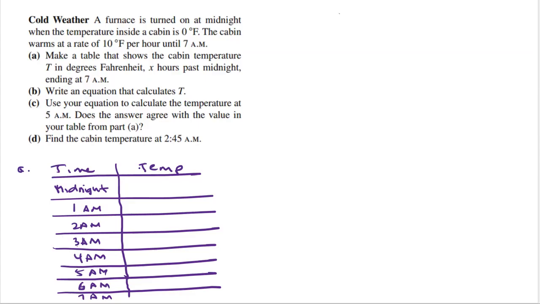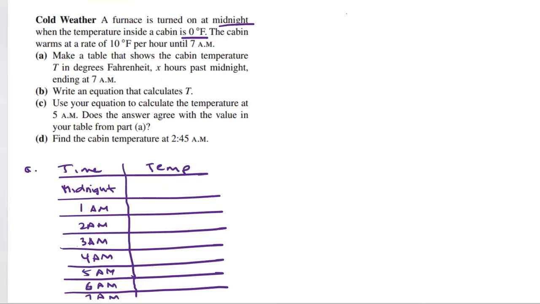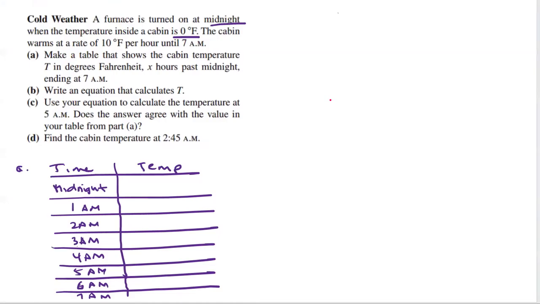So it tells us at midnight, the temperature at the cabin is 0 degrees. So at midnight, which is basically 12 o'clock, 12 a.m., this was at 0 degrees. And then it says that it warms at a rate of 10 degrees Fahrenheit per hour until 7 a.m. So this is just increasing 10 degrees every time. So at 1 o'clock, it's at 10 degrees Fahrenheit.